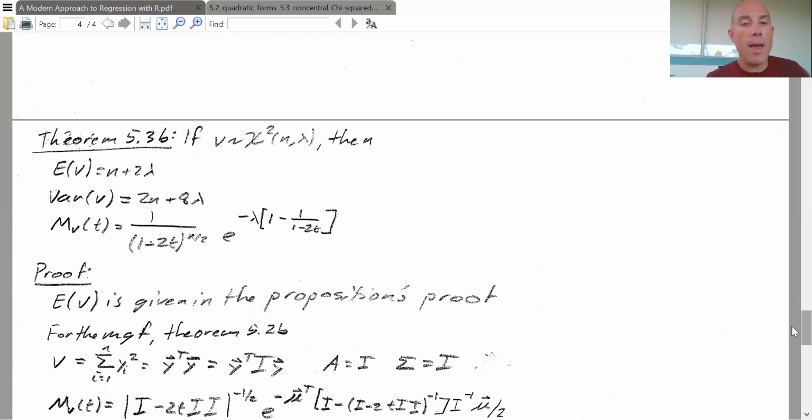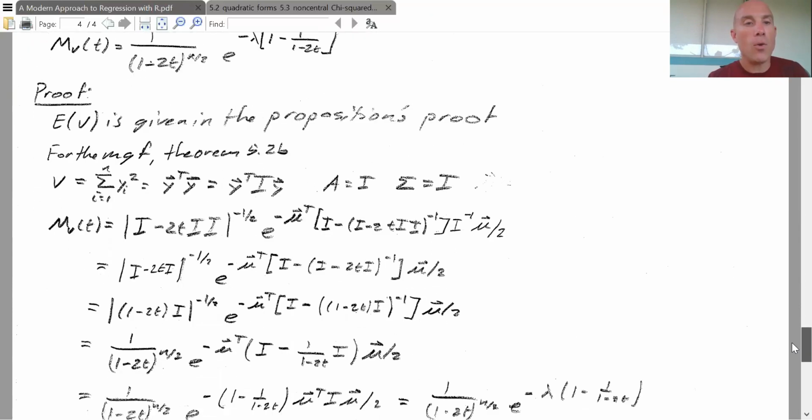Now for the MGF, remember V is equal to the sum of squared Y's. That's the dot product of Y. Well, if I look at this, it's okay for me to slap an I in between there, right? Once I slap an I in there, then I'm like, hey, that's a quadratic form.